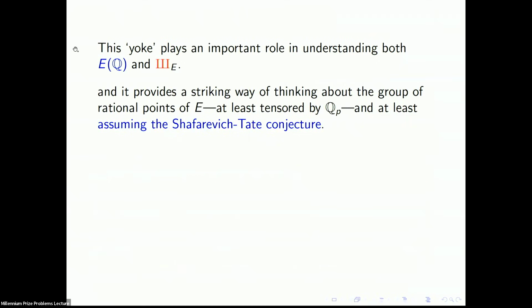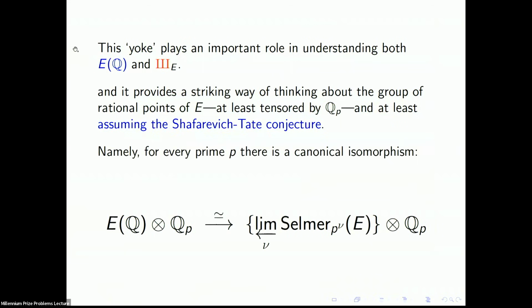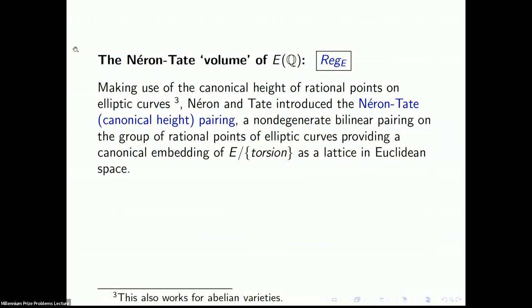And as I say here, it plays an important role in understanding both E(Q) and Sha(E). A strange way of thinking about the group of rational points of E, at least when you tensor it with Q_p, is this. What I'm writing here assumes the Shafarevich-Tate conjecture. That is to say, for every prime p, there's a canonical isomorphism between E(Q) tensored with Q_p and the limit of these Selmer groups, again tensored with Q_p. That's a discussion of Sha.